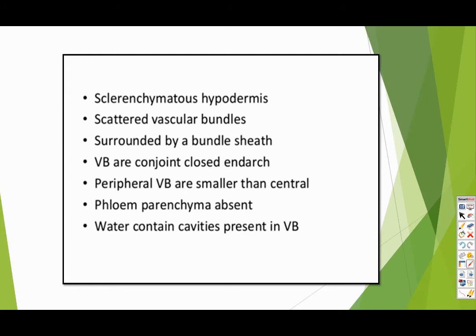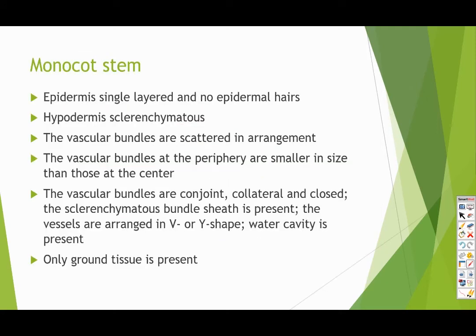Moving on to the next one, the same thing. Epidermis is a single layer, no epidermal hairs. Hypodermis is sclerenchymatous. Vascular bundles are scattered. Vascular bundles at the periphery are smaller in size; the vascular bundles here are small, and as they come towards the center they become larger. Am I clear to you? The vascular bundles are conjoint, collateral and closed. They have a sclerenchymatous bundle sheath. Vessels are arranged in a V or Y shape, and only ground tissue is present.